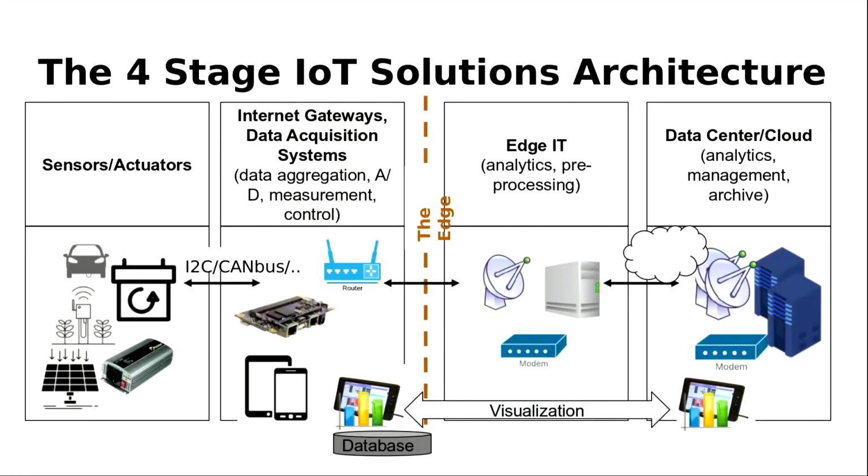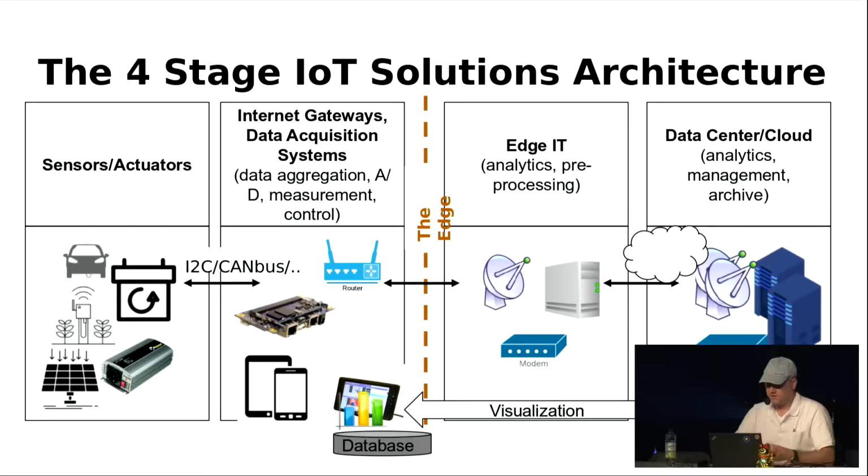We can split this apart into 4 stages: sensors and actuators, internet gateways, Edge IT, which in our case we don't have any, and the data center cloud. This one here is our device, which is connected to the car using sensors, encrypting the data and sending it over to the data center.